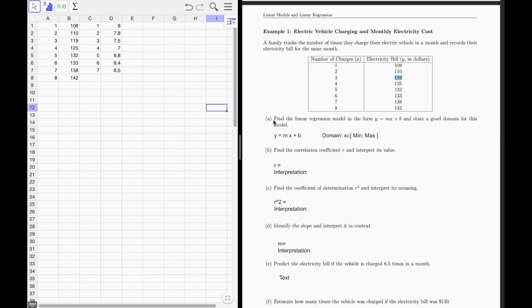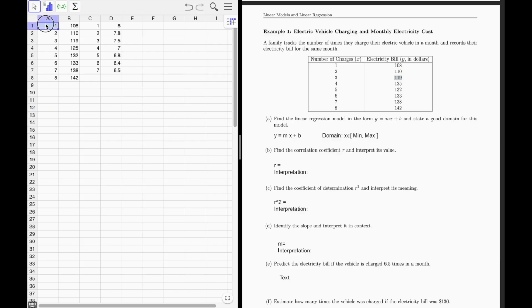So the first part of this question, it says we want to find the linear regression model, meaning the line of best fit. So we're going to find the line that comes the closest to all these values when they're graphed. And we want to find it in the form y equals mx plus b. And then we're also going to state a good domain for this model. So when we perform linear regression using GeoGebra, we're going to do it the same way we found the r and the r squared from the last lesson.